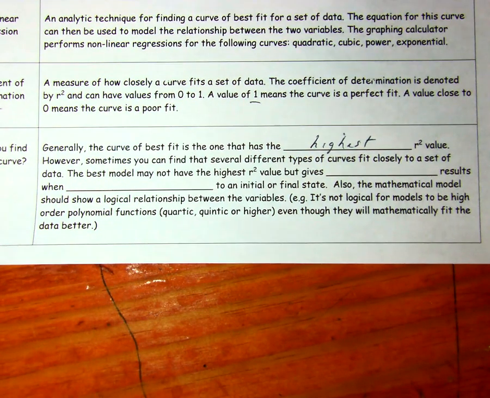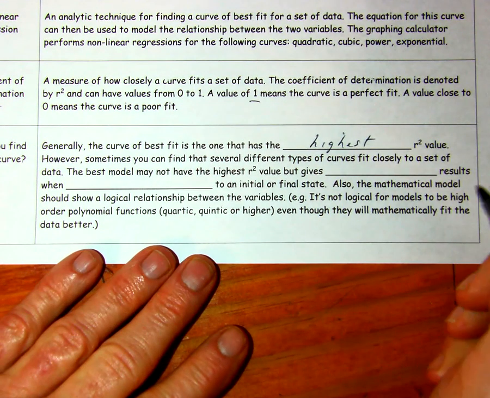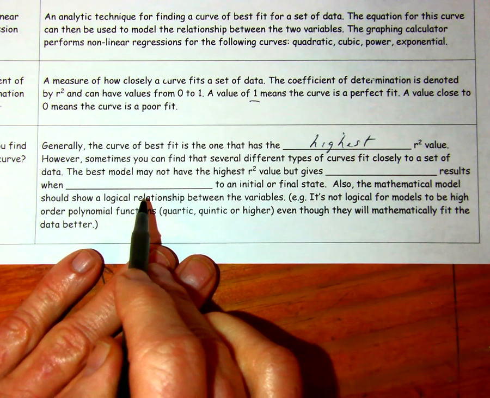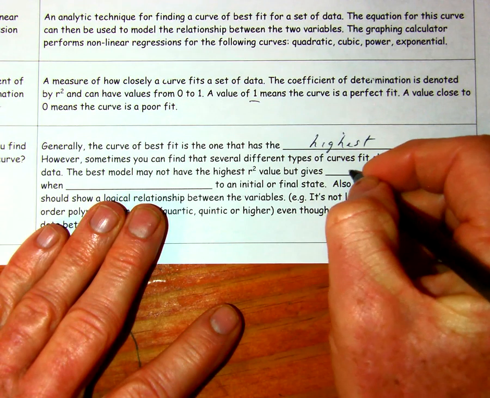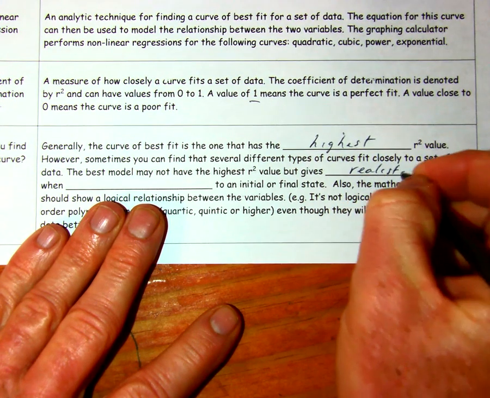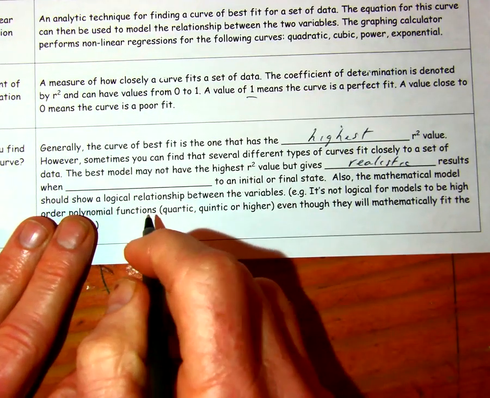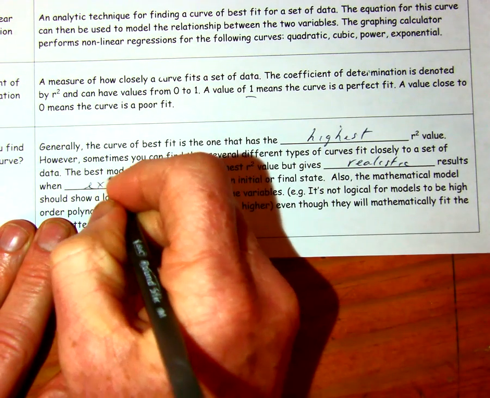So generally speaking, the one with the highest r squared value is the best one. However, a lot of times you'll have models that are competing. They will be very, very close with the r squared value. So the best model may not have the highest r squared value, but gives realistic results when extrapolating to the initial or final state. I'll just fill in the blanks for you. It has to give realistic results when you are extrapolating.